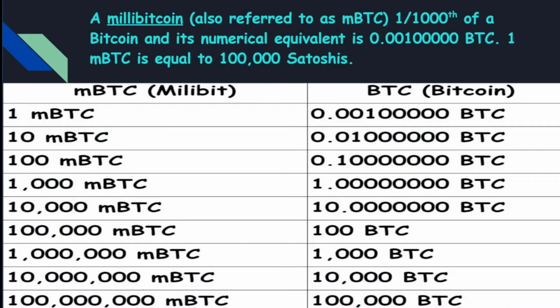This is a chart that explains millibitcoins, also referred to as MBTC. A millibitcoin is 1/1000th of a Bitcoin. 1 millibitcoin is equal to 100,000 Satoshis. There is also another term called a microbitcoin, which is equivalent to 100 Satoshis.